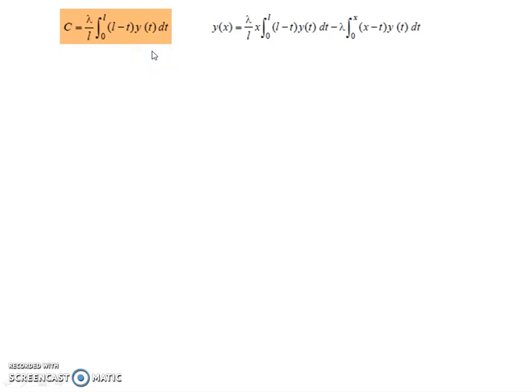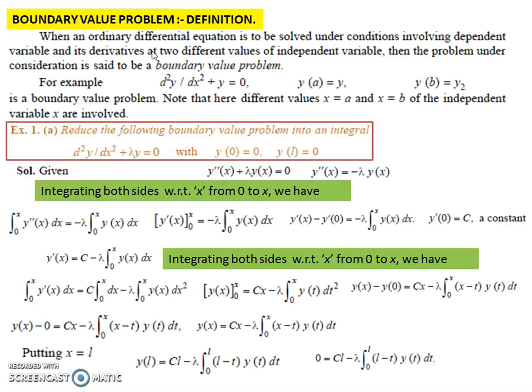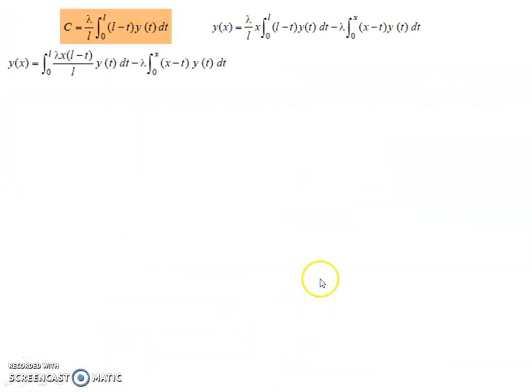So y(x) is equal to, after substituting this value, y(x) is equal to Cx minus lambda times the integral from 0 to x of (x minus t) y(t) dt. Here we substitute this value. y(x) is equal to lambda x times the integral from 0 to L of (L minus t) y(t) dt, minus lambda times the integral from 0 to x of (x minus t) y(t) dt. Now what happened? Now we shift this value inside, and the limits are 0 to L here, and 0 to x here.